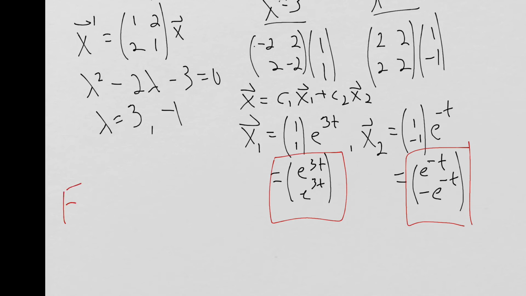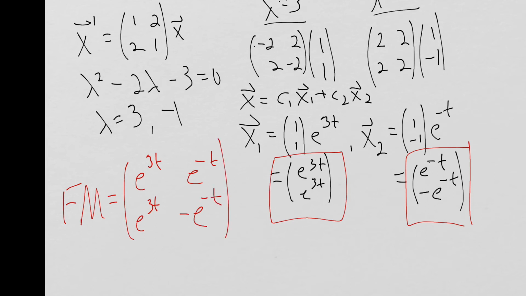All right, FM equals e to the 3t, e to the 3t, and then e to the negative t and negative e to the negative t. A couple things to point out about this. One, this is a square 2 by 2 matrix. That's the first entry, the second entry, the third entry, the fourth entry. There's no addition horizontally here. It's just this guy and that guy in one column, and then this guy and that guy in the other column.